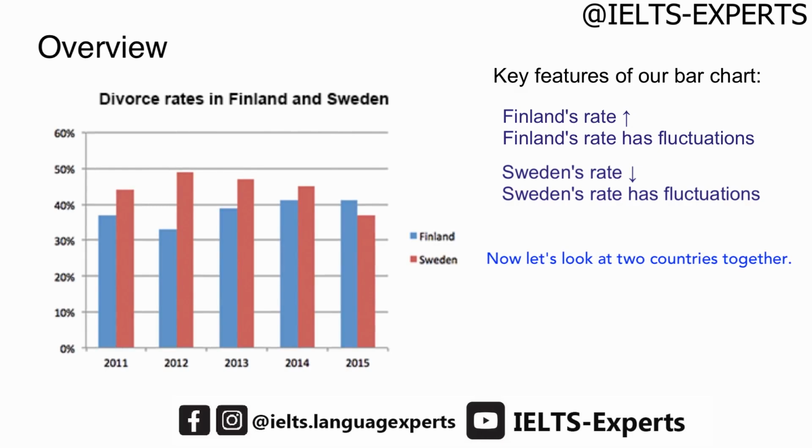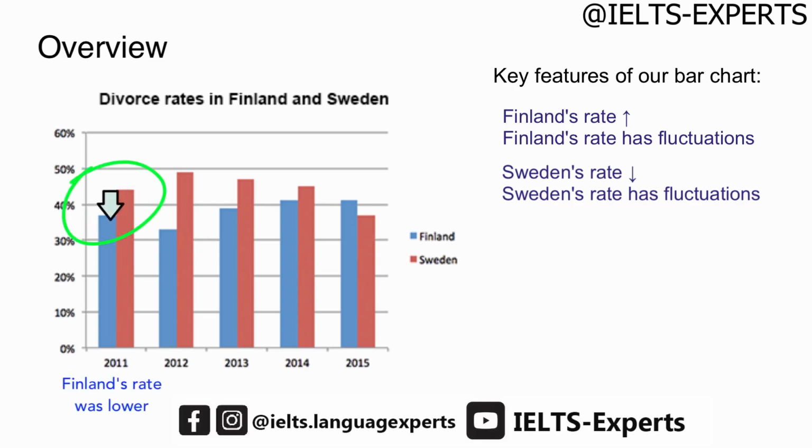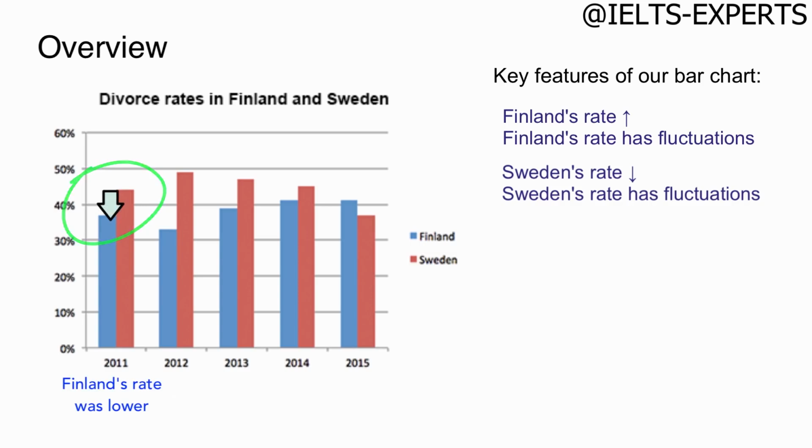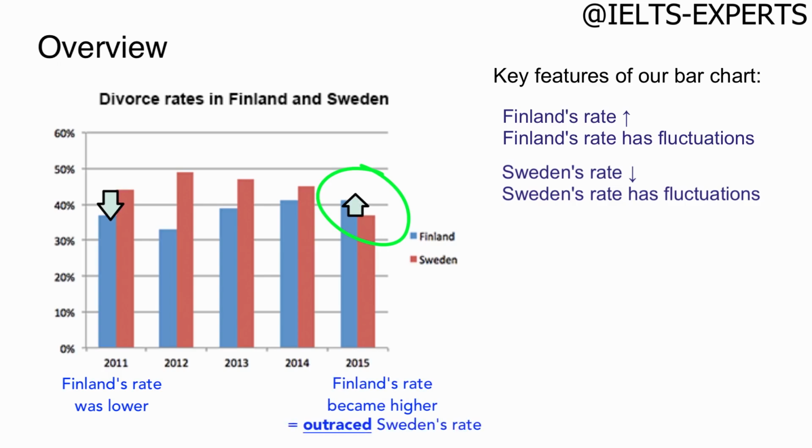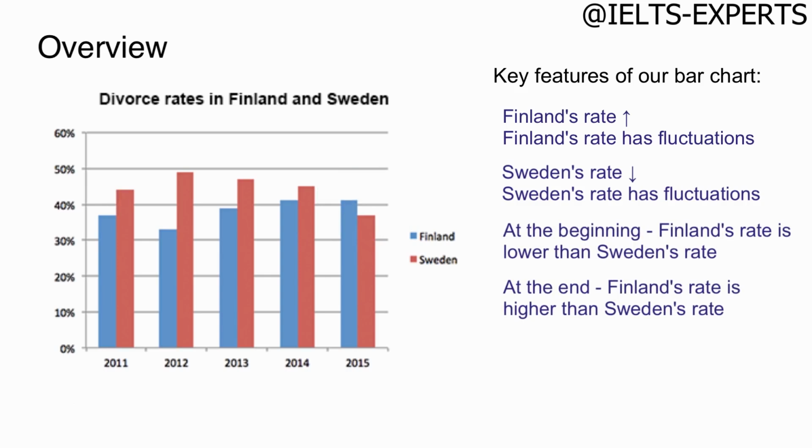Now let's look at 2 countries together. How do their rates compare during this time period? To answer this question, we have to look at the country's rates at the beginning and at the end of the period. We can see that initially Finland's rate was lower than Sweden's rate, but at the end of the period, Finland's rate became higher or outraced Sweden's rate. So let's write down this information. Now let's use the key features that we've gathered to write an overview paragraph.